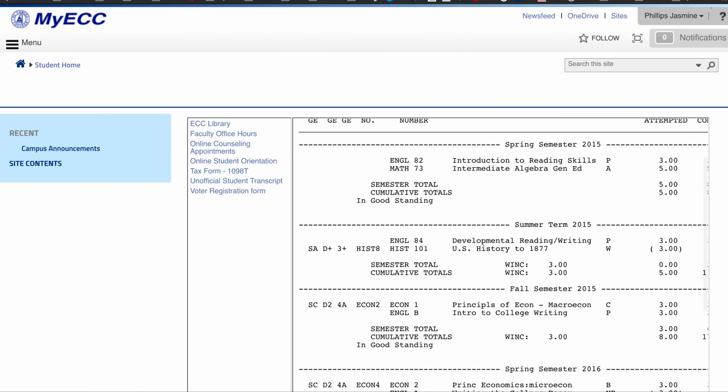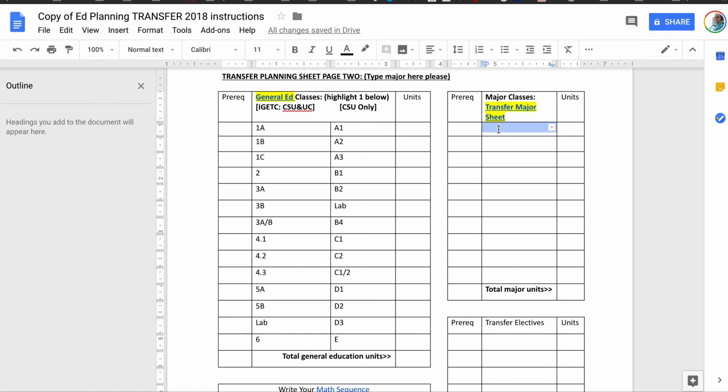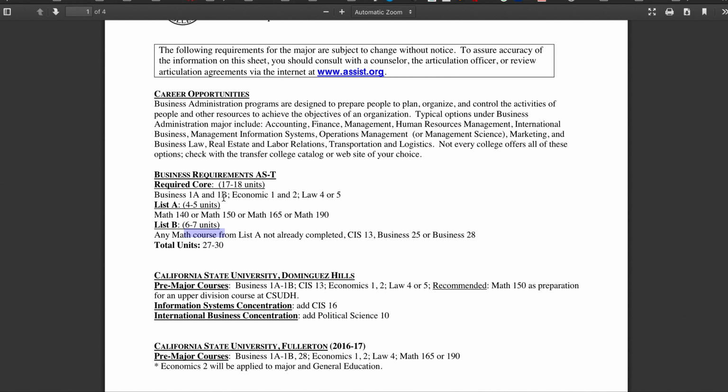So for example, on your transfer major sheet, here is going to be business 1A, business 1B, econ 1, econ 2, law 4 or 5, CIS 13, math 150, and then I think that was it, right? Let's double check. Business 1A, 1B, econ 1 and 2, law 4 or 5, math 150, and then CIS 13. And another math course, and it says any math course from list A. So they want you to do 2 math courses.